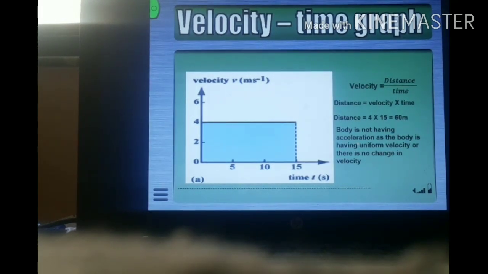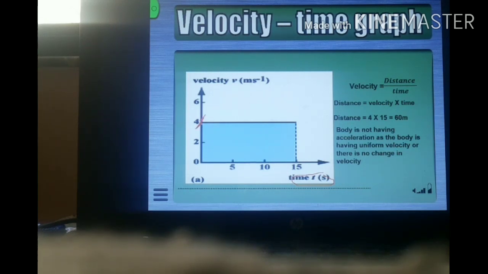Now we will be starting with the velocity time graph. In the velocity time graph, we will see that velocity is distance upon time. With the help of this, you will see in this graph that time is again on the x-axis. Why is time on the x-axis? Because it is not changing, or we take the time after a certain interval. Like over here, they are taking the time after every 5 seconds. You will see the velocity is remaining constant, that is 4 meter per second.